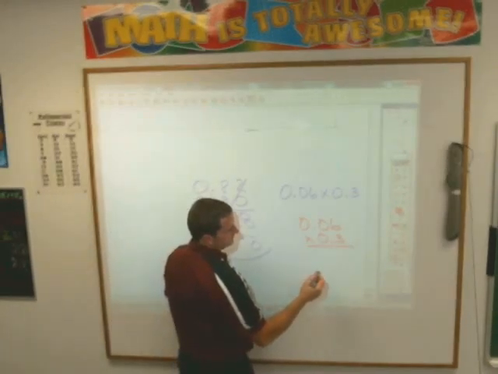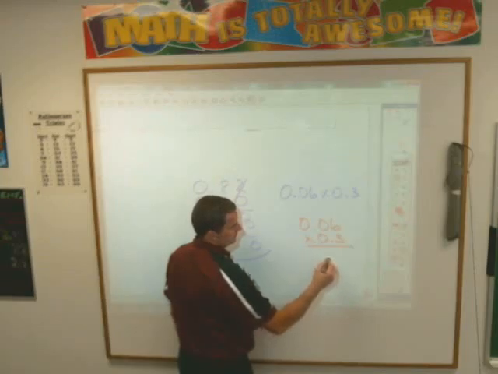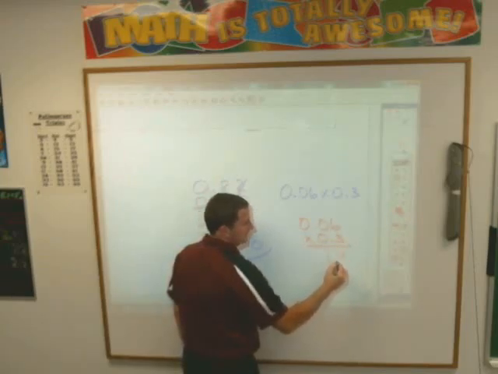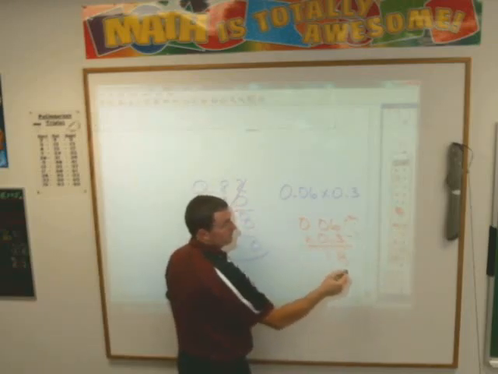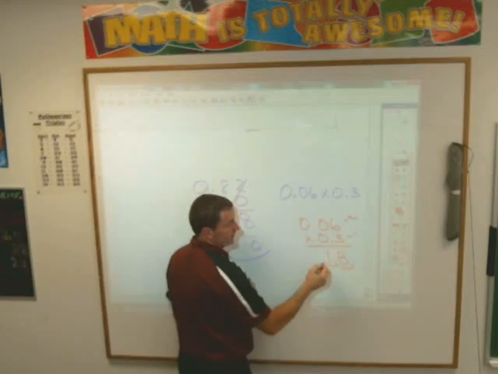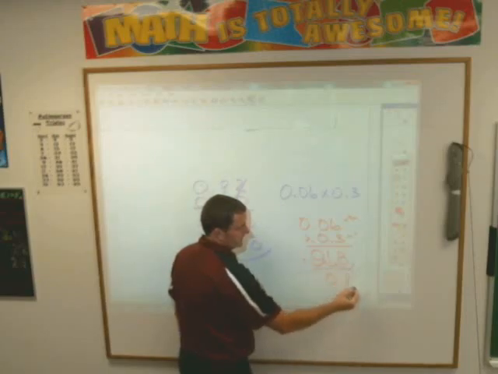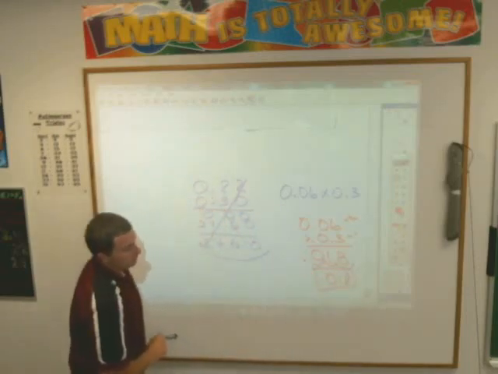Kelsey? 0.018. Correct. 6 times 3 is 18. You have to have 2 decimal places there and 1 decimal place there for 3. So you have to go 1, 2, and then you have to stick a 0 there to hold down the spot. So 0.018 is your answer.